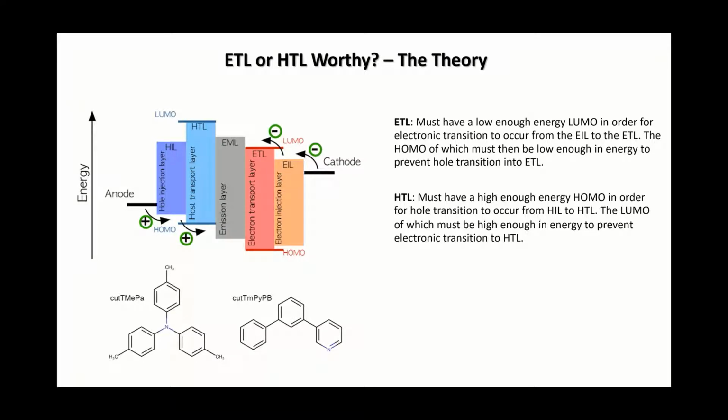In light of a good HTL then, it must be such that it has a high enough energy HOMO for our positive hole to make the transition from the HIL to the HTL, but a high enough energy LUMO so that it prevents the electron that has transitioned to the EML from the ETL from transitioning further to the HTL.